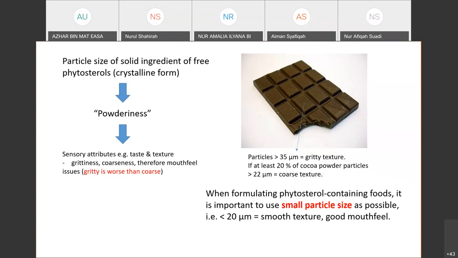If you don't care about the quality of your chocolate, then it is okay. You just buy the cheap 300 micron. But your consumer will eat the cost. Gritty chocolates, they're not going to make a repeat purchase from you.